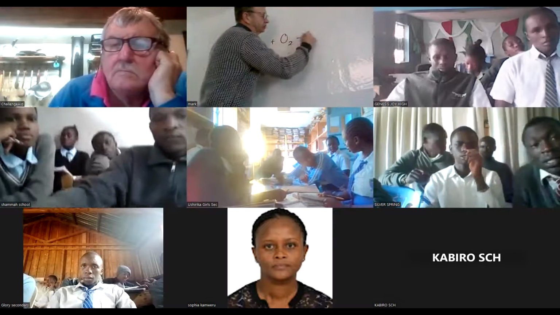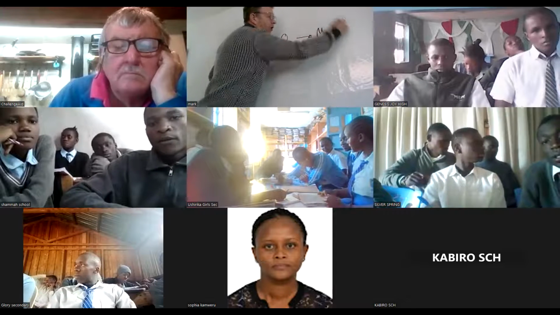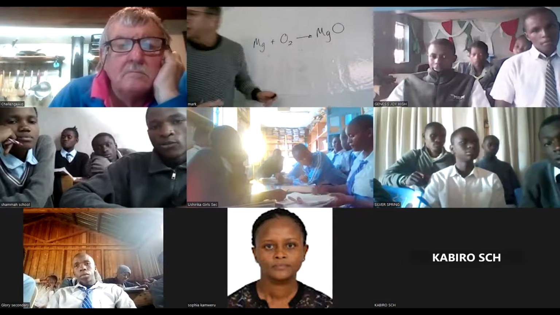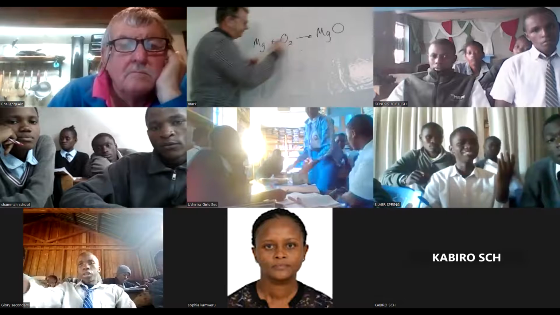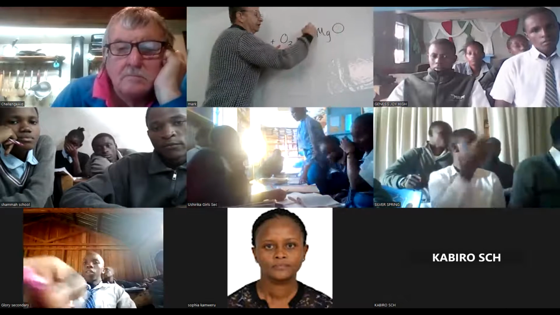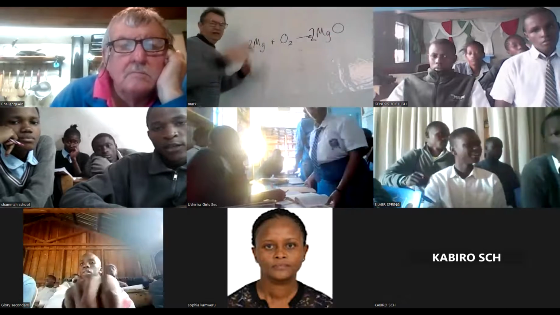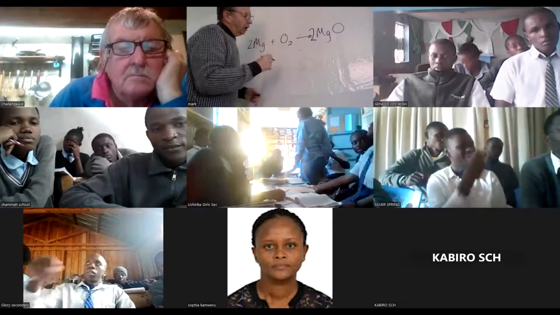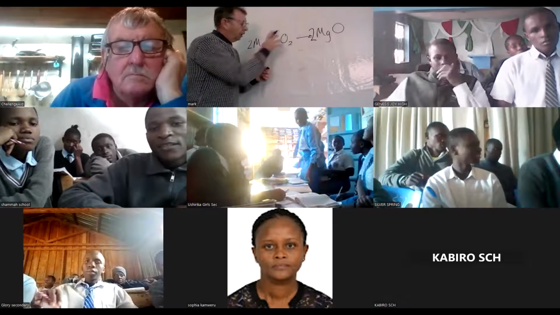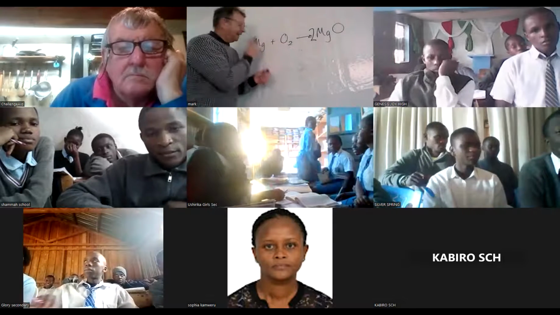Magnesium burns in oxygen to form magnesium oxide. Can I see that? Yes. We would balance this. There's 2 oxygens here, so I need 2 there, so 2 there, 2 here. You know that. Now, although oxygen goes around in molecules, magnesium doesn't.